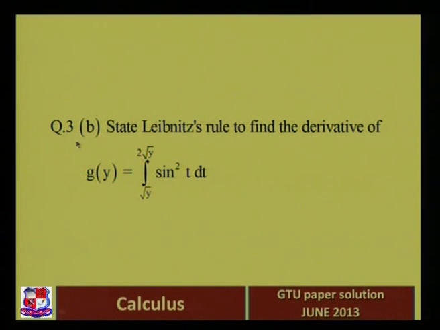Here is question number 3B. State Leibniz rule to find the derivative of g of y, that is equal to integration from root y to 2 root y of sin square t dt. First of all, we have to understand what a Leibniz rule is. We have to write down the statement of Leibniz rule, and let's see how we solve this example.